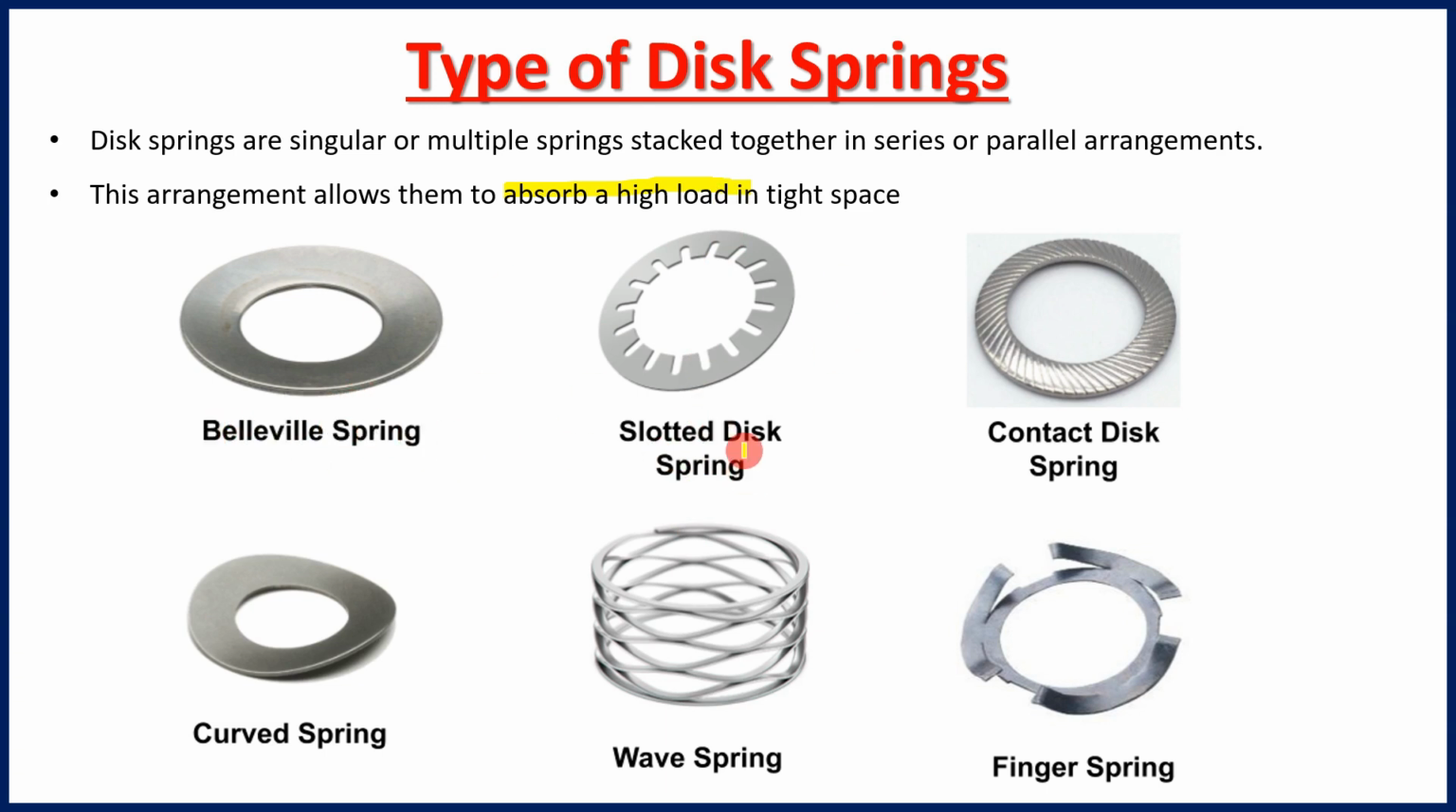Bevel spring, spot disc spring, contact disc spring, core spring, wave spring, and finger spring. These are the 6 types of disc springs. Generally we use bevel springs in tightening the bolt, and at that time it can absorb the high load.